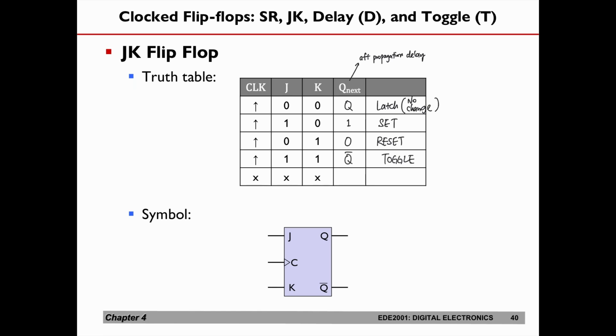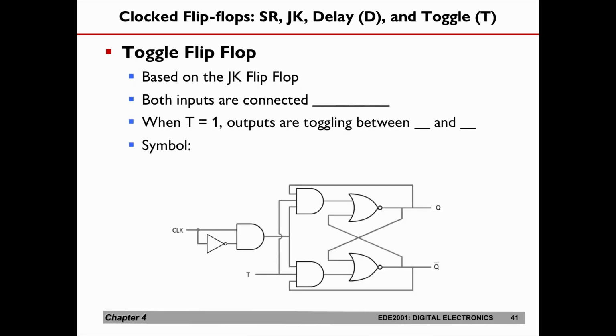Now, at all other times of the clock cycle, Q is just going to remain. There will be no change. You can call it the latch or the no change mode. So this is for the JK flip-flop.